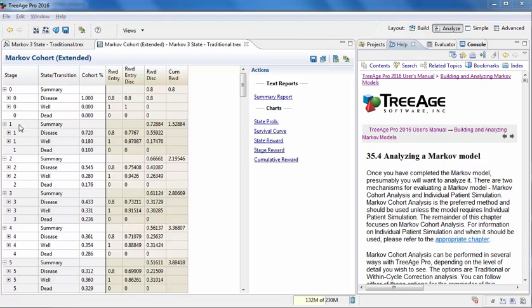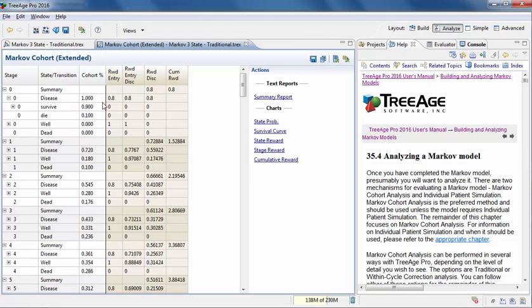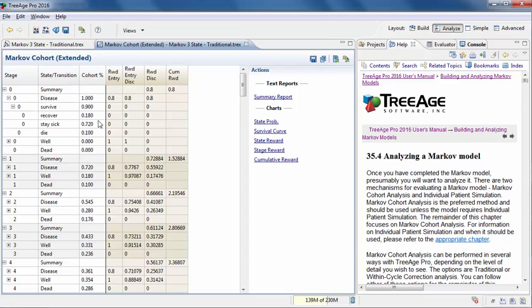At stage 0, everyone starts in the disease state, so that's 100% of the cohort. We can expand this and see that the cohort either survive, 90% do that, or die, 10% do that. Of those who survive, 18% are going to recover and 72% stay sick.